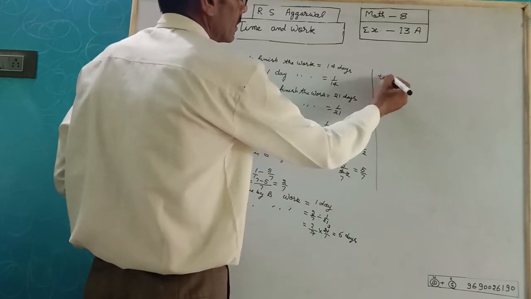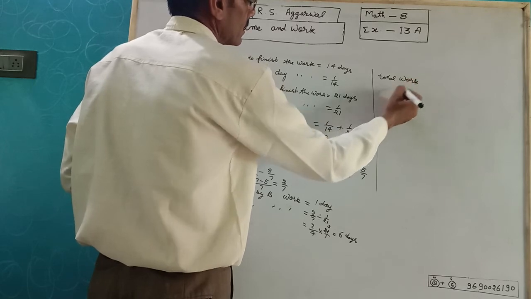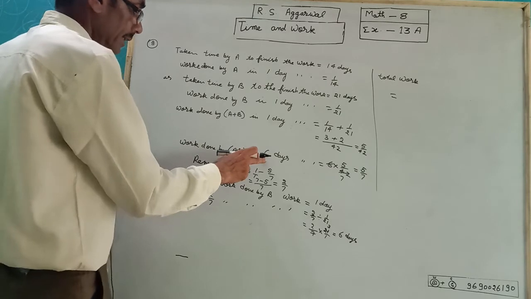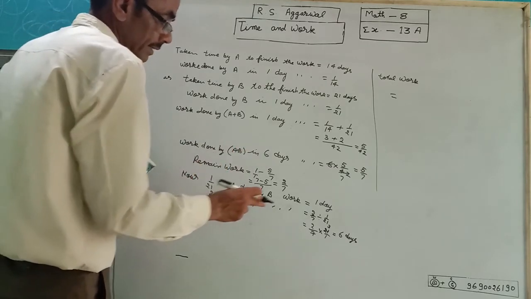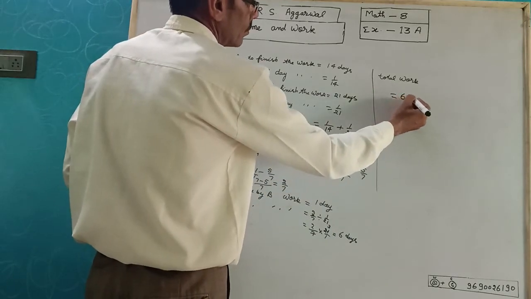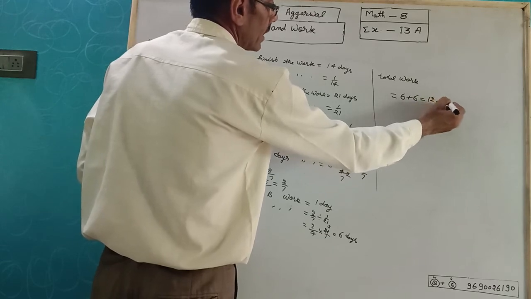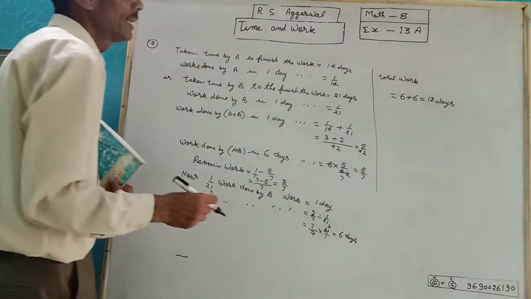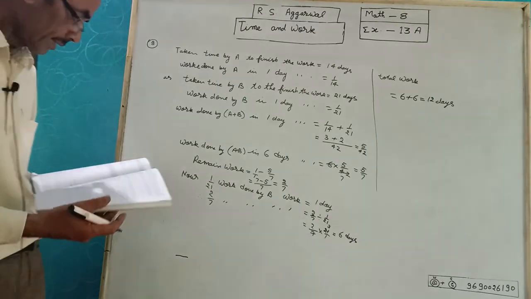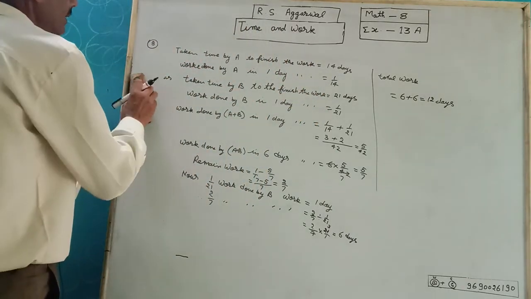Total work: 6 days by A and B, 6 days by B. Total work is 6 plus 6 is equal to 12 days. Work is complete in 12 days. Question number 9 is complete. Question 10.